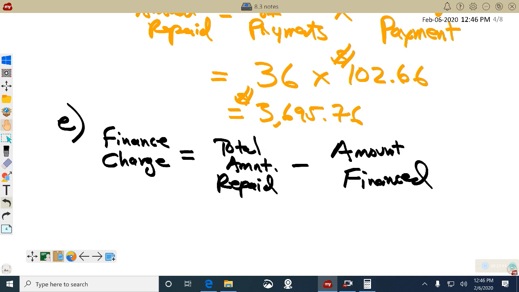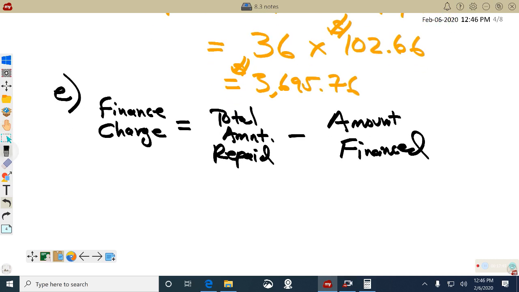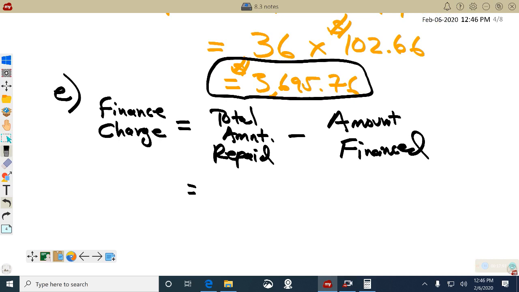Let's do this. Total amount repaid. We just did that for the orange right here. She pays this total in the 3 years. So $3,695.76. That's the total amount that Ingrid will repay. Minus, what did the bank lend her?